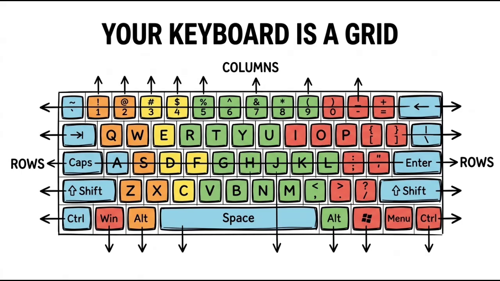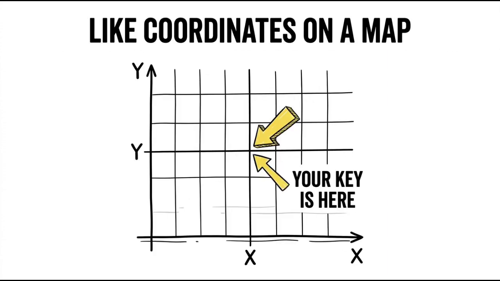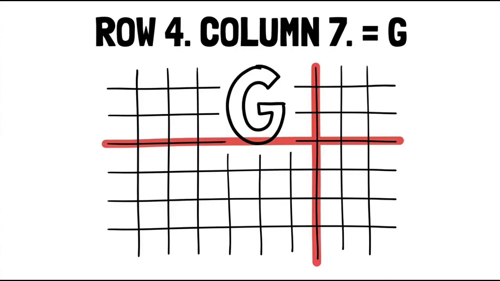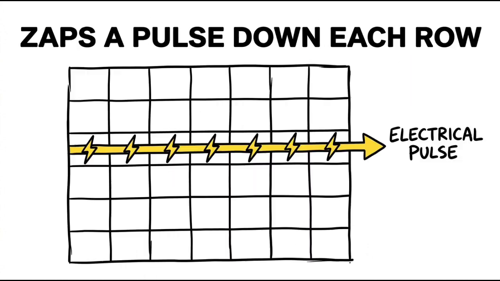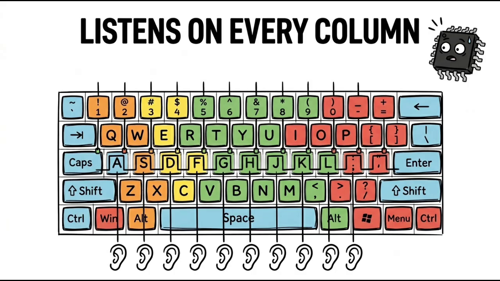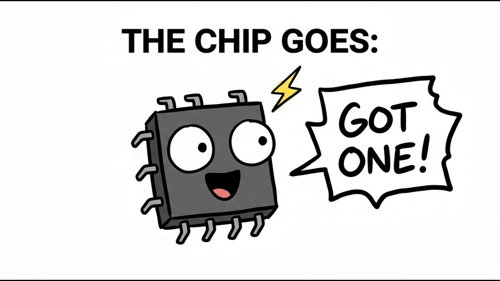Think of your keyboard as a grid. Rows going left to right, columns going top to bottom. Every key sits at the intersection of one row and one column, like coordinates on a map. Row 4, column 7, that's the letter G. A tiny microcontroller chip, smaller than your thumbnail, zaps a small electrical pulse down each row, one at a time. While it zaps a row, it listens on every column. If a key is pressed, the circuit closes, current flows, the chip goes, got one.